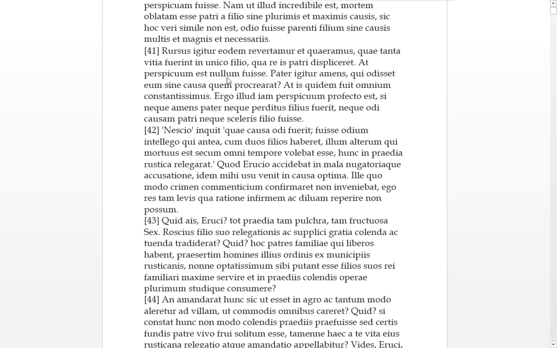But perspicuum est nullum fuisse, it's the infinitive of the perfect, but it is clear, it's perspicuous, that he had none of these vices. The pater, the father, igitur, therefore or then, amens, which means he was mad, mad in the sense of angry. These are pater amens, it's apposition. The father must be mad then, qui, who, odisset, who had hated, eum, him, this is the son, sine causa, without a cause, without a reason, whom he has procreated, whom he's given, well, the mother's obviously given birth, but he's the father of the child in this procreation. But, it's a strong but, this would be the father, indeed or even quidem, he was the most constantissimus, most steadfast or stable, omnium, of all men.